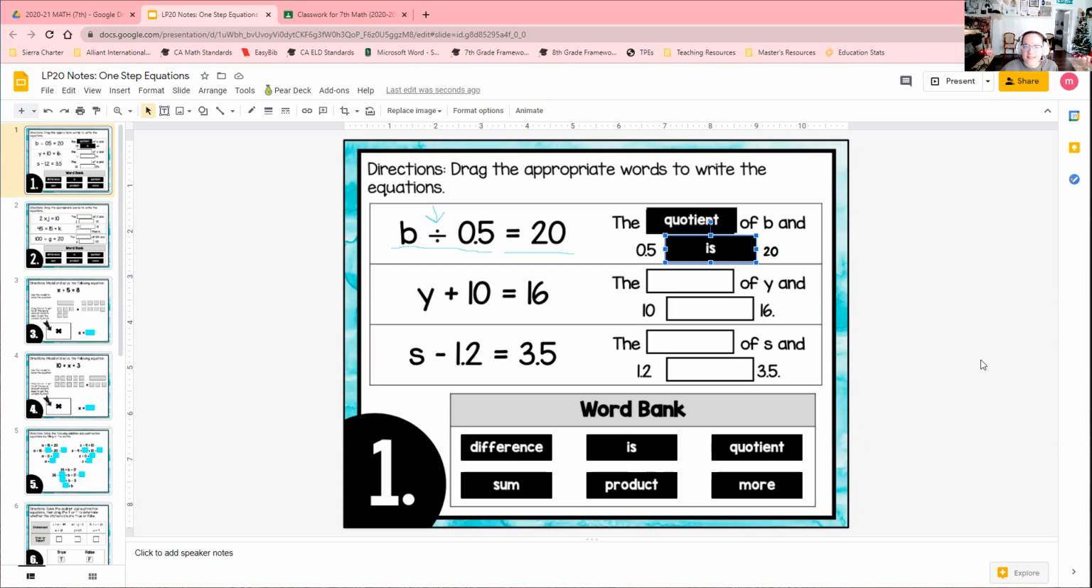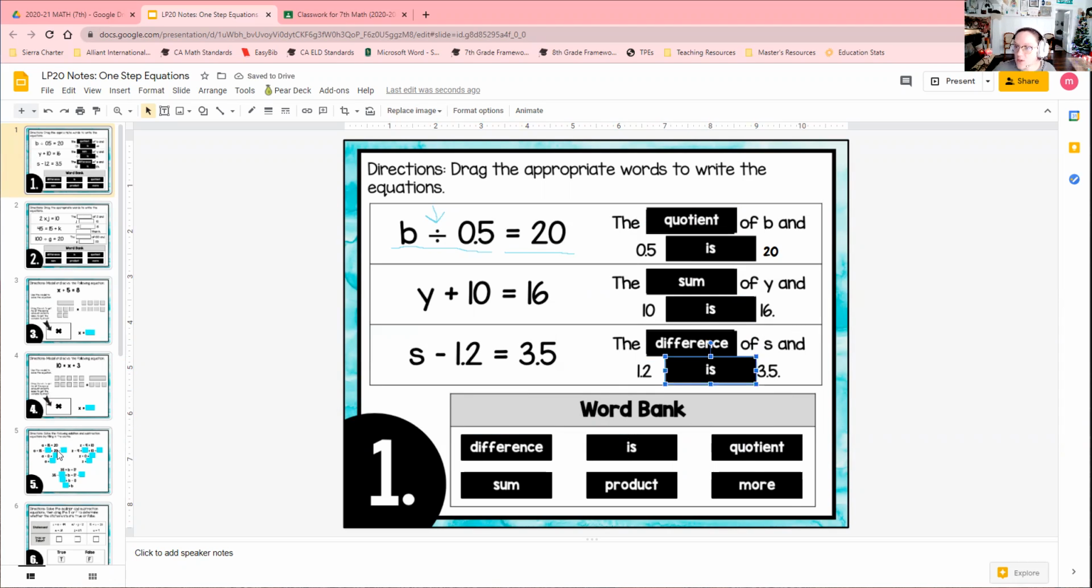Okay, we're going to continue on the same process. So y plus 10 equals 16. We have an addition here. So the sum of y and 10 is 16. Okay. S minus 1.2 equals 3.5. So it's a subtraction. That means the difference of S and 1.2 is 3.5.